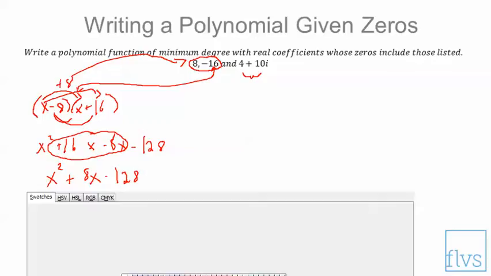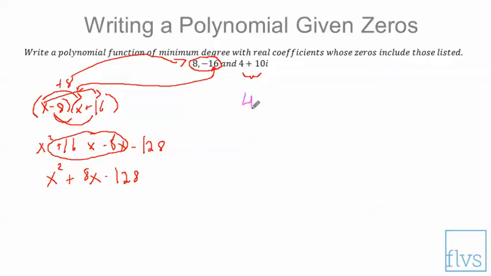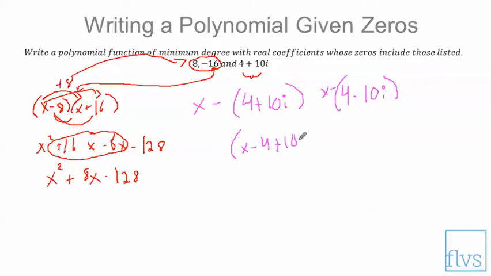So now let me switch colors here. We're going to deal with the 4 plus 10i. When you're dealing with these, what's going to happen is you've got this one, and then you've also got the conjugate, which remember is the same thing with the opposite sign. So instead of 4 plus 10i, 4 minus 10i. And when you're looking at these, both are positive overall. So what we're going to do is we're going to have x minus for both of them. So you've really got x minus 4 plus 10i. And then x minus 4 minus 10i.